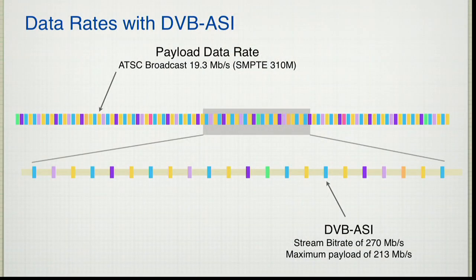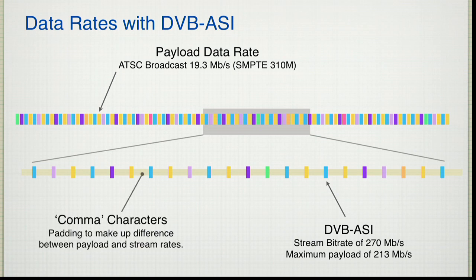Well, each packet is transmitted in a short burst with gaps in between. What that means then is that the beginning of each packet occurs at the same point in time as it would have in the original content. It just goes by quickly. The gaps in between are filled in with what are referred to in ASI as comma characters. They're used to pad it out to achieve the 270 megabit signal that's going to make it compatible with all of that other broadcast equipment.